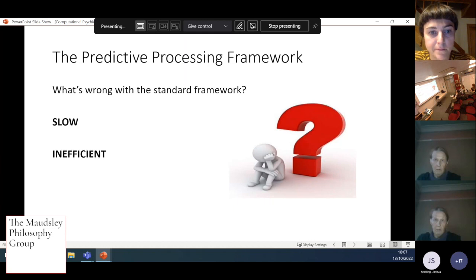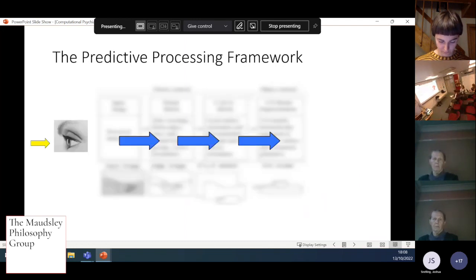Now, what's wrong with the standard framework? Well, you could argue that it's slow and inefficient. You would expect human cognition to have evolved to be rather more proactive, preemptive, right? And also you would expect it to be more efficient, because on the standard bottom-up view, the signal accrues complexity as it goes along the processing chain, right? And that can be problematic.